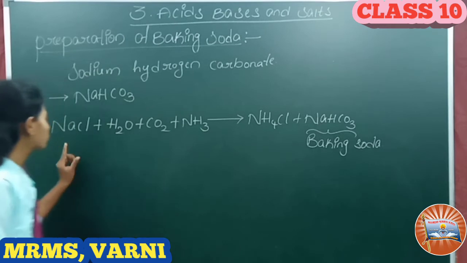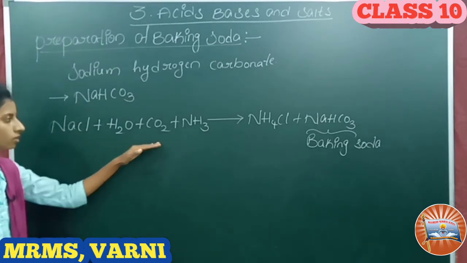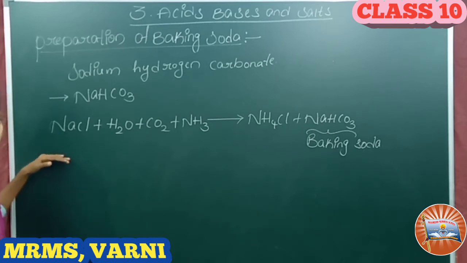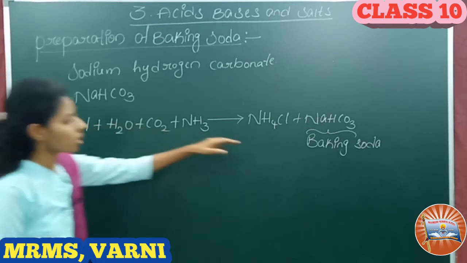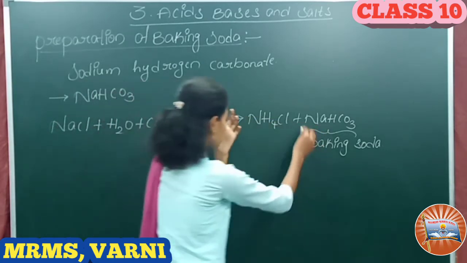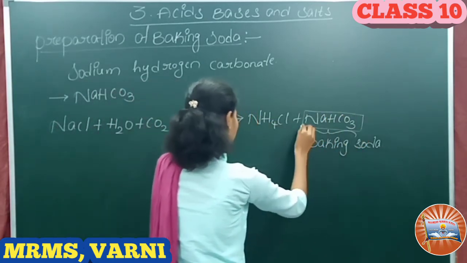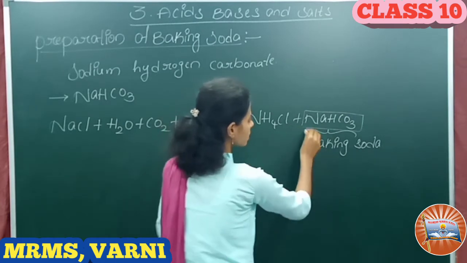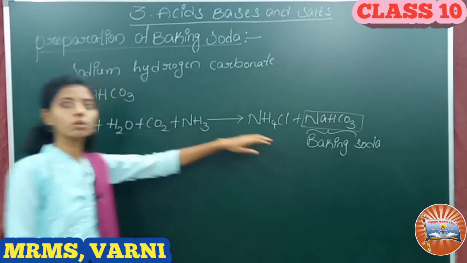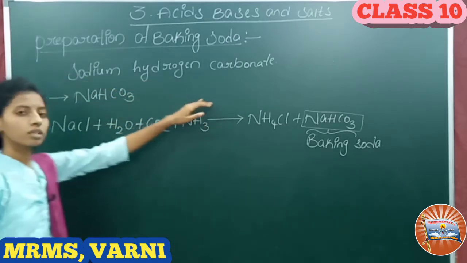Yes, from sodium chloride, water, carbon dioxide and ammonia, all these components are reacted together and form ammonium chloride and sodium hydrogen carbonate. So this is the main product in this chemical equation on the product side. This is baking soda, or we can also call it sodium hydrogen carbonate.